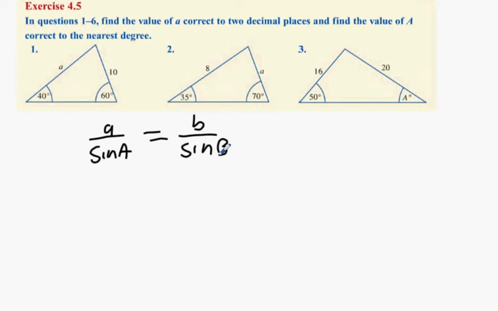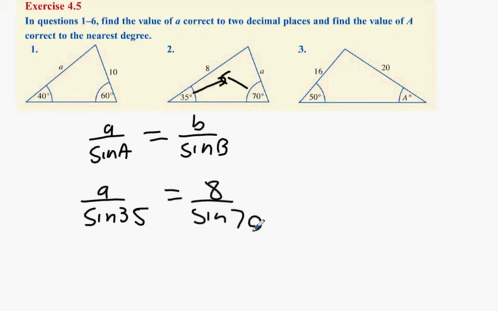What you do is this. It's really easy. You just draw the angle and you look at what side the angle looks at. What side is that angle looking at? A. So you can write down A over sine 35. Is that okay? And then next one after that? What other side do you know? 70 looks at the 8, so you can just say 8 over sine 70.